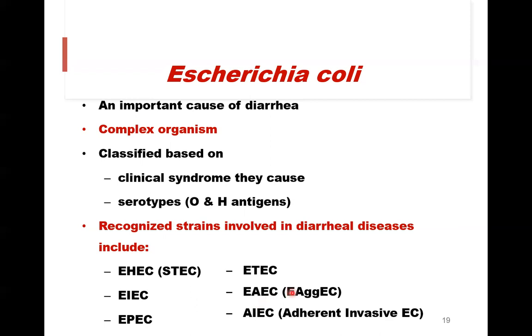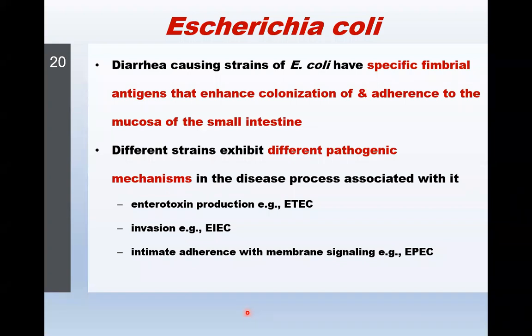Then we have adherent invasive E. coli. How do you think the patient will present? Just a guess. We are still going to discuss them, but just hazard a guess from the name. Pardon? It's going to adhere to the surface of the mucosa, yeah? Maybe recurrent infections. Okay, we'll see. Anyway, so those are the list. For each strain, the pathologic mechanism is different. Is that clear? So let's see.